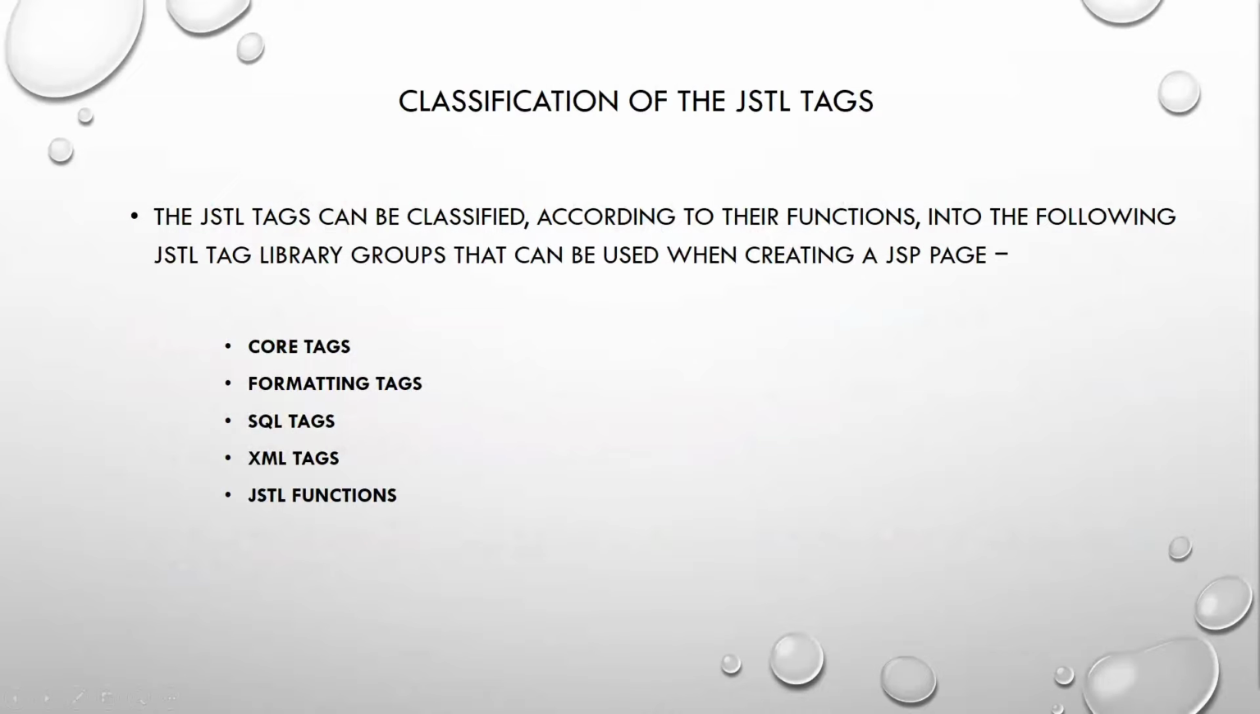Classification of the JSTL tags. The JSTL tags can be classified according to their functions into the following JSTL tag library groups that can be used when creating a JSP page: core tags, formatting tags, SQL tags, XML tags, and JSTL functions.